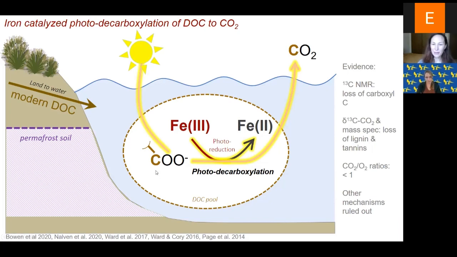The organic acid is represented here as a carboxyl group, abbreviated as COO minus. And we think that this organic acid, this carboxyl group, is in a chemical complex with ferric iron. And that complex is good at absorbing light. And in the process of absorbing light, the ferric iron is reduced to ferrous iron. The carbon in the organic acid is oxidized to carbon dioxide. And in these oxic surface waters, the ferrous iron can be oxidized back to ferric iron, and that cycle may continue.